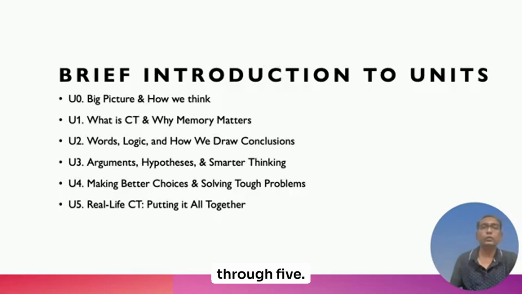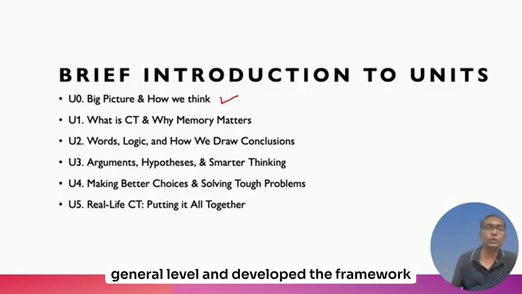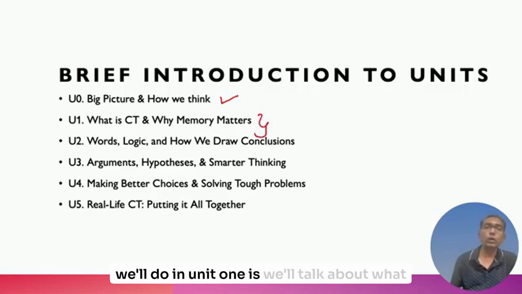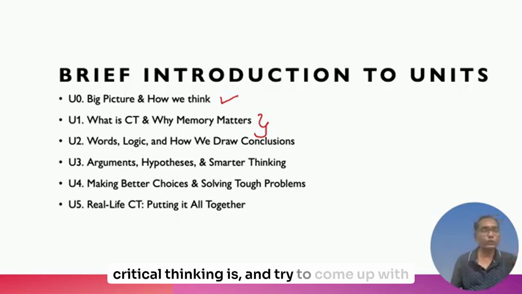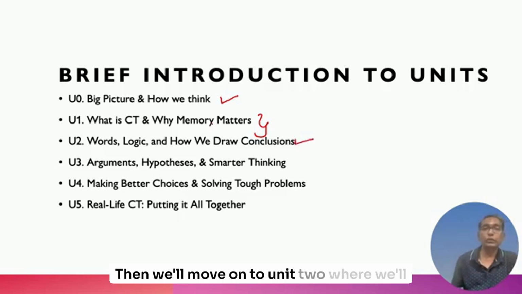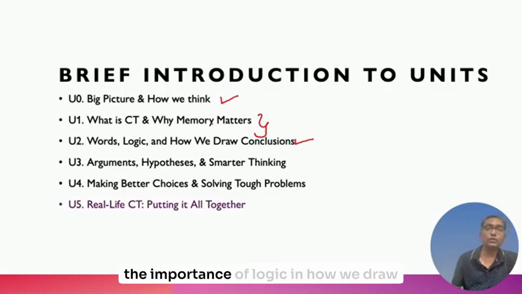Okay, we talked about how we think at a general level and developed the framework that we'll be using throughout the course. What we'll do in Unit 1 is we'll talk about what critical thinking is, try to come up with a broader definition of it, specifically pay attention to why memory is important to think critically. Then we'll move on to Unit 2, where we'll talk about the importance of language in reasoning. And we'll talk about some basic forms of reasoning, about how words play an important role, the importance of logic, and how we draw conclusions, the basics of reasoning.